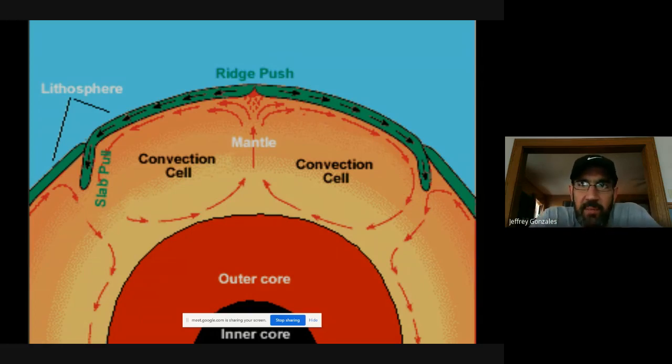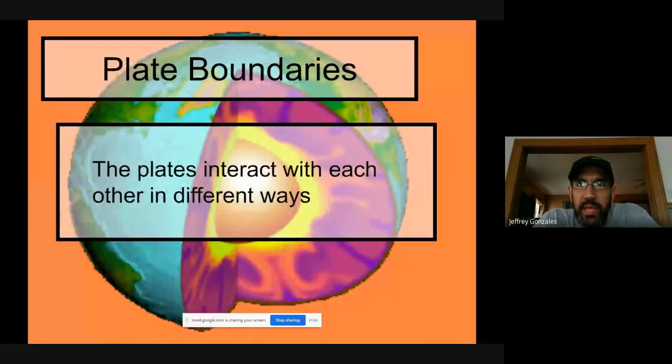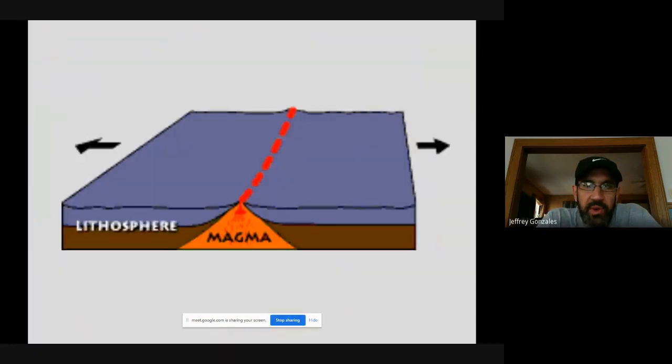So depending on the type of boundary and the type of crust that's involved, we're going to see some interesting things happen, okay? And this is just another picture, okay? So whenever a plate touches or interacts with another plate, we call that a plate boundary, okay? Like we said, there are three different ways that they can interact. This is a picture of the first one.